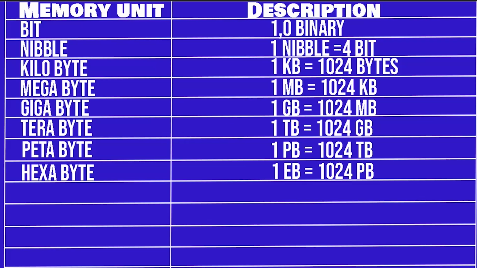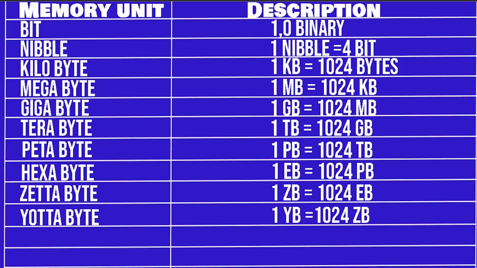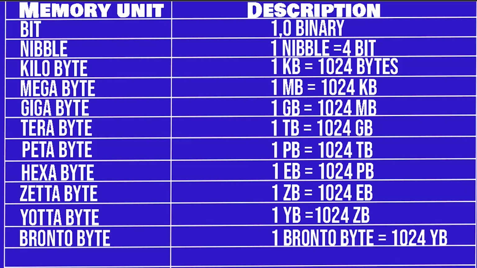Exabyte. 1 EB is equal to 1024 PB. Zettabyte. 1 ZB is equal to 1024 EB. Yottabyte. 1 YB is equal to 1024 ZB. Brontobyte. 1 brontobyte is equal to 1024 YB.